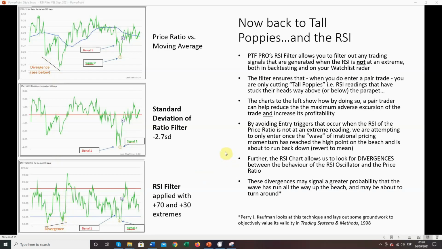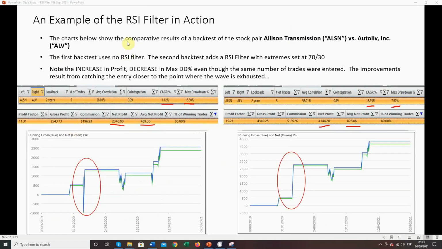So let's take a look at an example of the RSI filter in action with a specific pair and what it does. The charts below show the comparative results of a backtest of the stock pair Allison Transmission, ALSN, versus Autoliv, ALV. The first backtest, which is over here, uses no RSI filter. The second backtest adds an RSI filter with extremes set at 70 and 30. Note the increase in profit, decrease in max drawdown, and even though the same number of trades were entered, the improvements result from catching the entry closer to the point where the wave is exhausted.